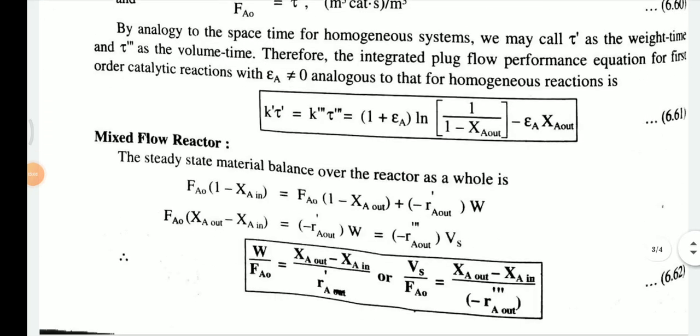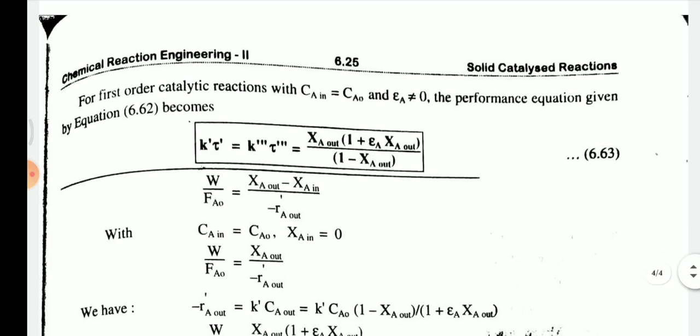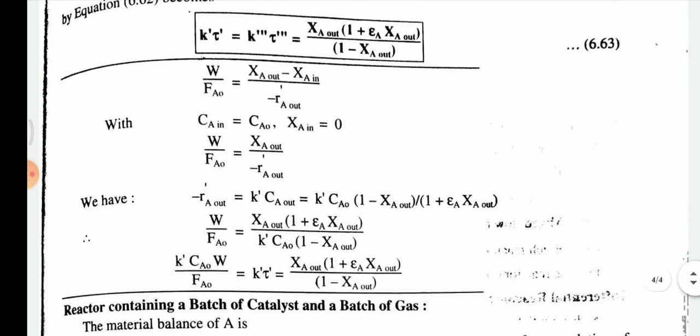Similarly we derive it for the mixed flow reactor, input, inlet and outlet. The inlet FA0 we will consider as CA0. So this one is the performance equation 6.63 for the mixed flow reactor.